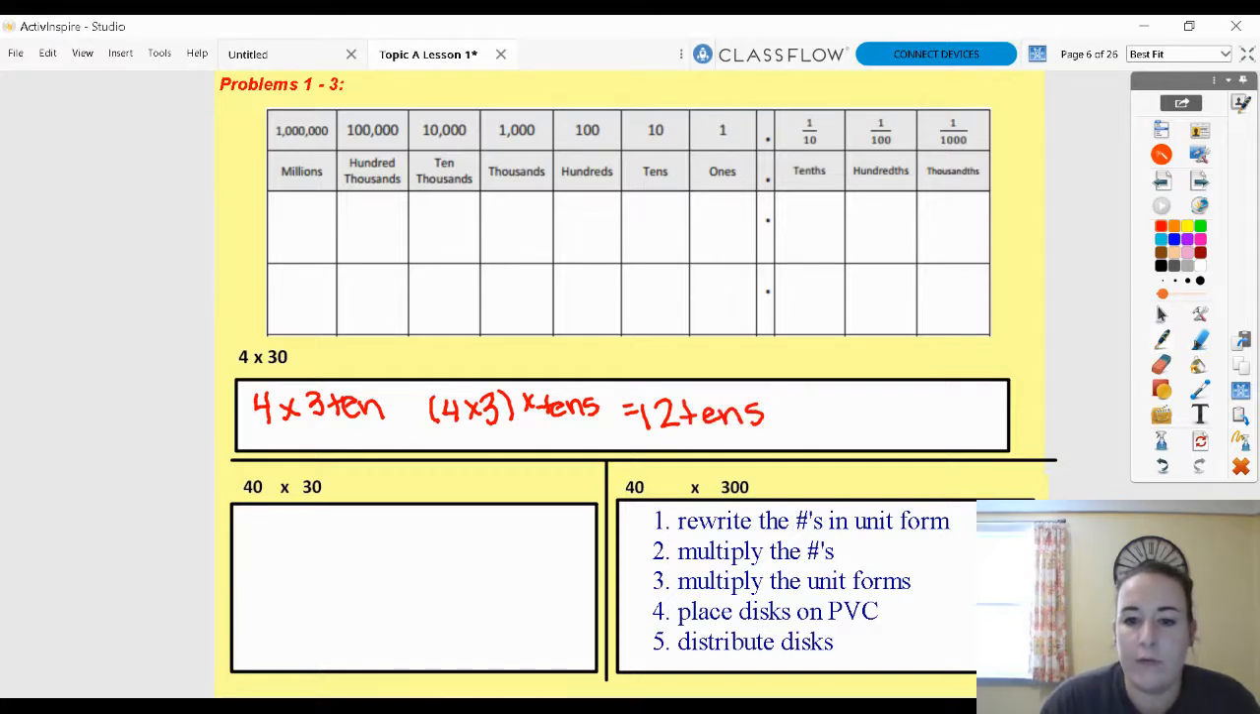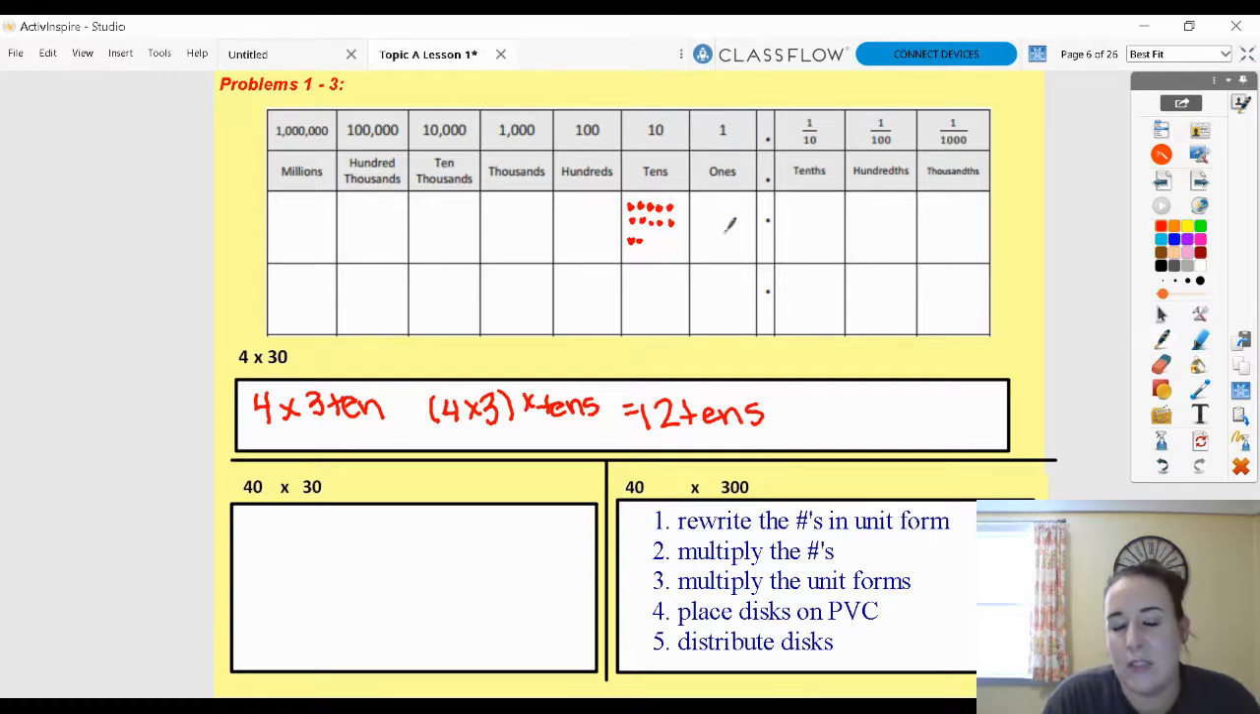So then number 4, we're going to place those disks on our place value chart. So I have my tens place. I need to put 10, or 12 disks, I'm sorry. So I put 5, 6, 7, 8, 9, 10. I like to keep them together in groups of 10, so I just go 5 at a time. So I ended up with 12 tens here.